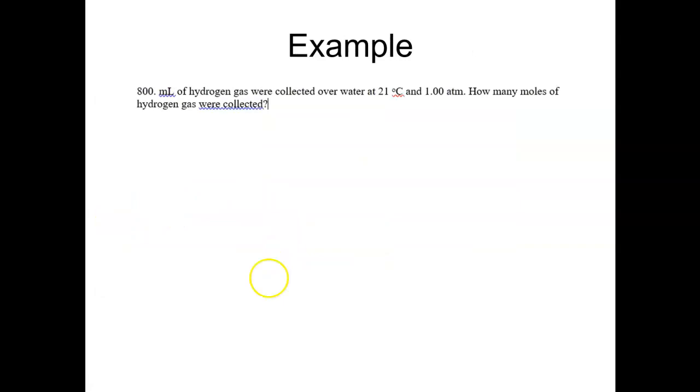Okay, here is a problem that I've written here. 800 milliliters of hydrogen gas were collected over water at 21 degrees Celsius and 1 atmosphere. How many moles of hydrogen gas did I collect? Okay, well, if I was not accounting for the vapor pressure of water, if I was just assuming that all of the gas in that sample in a graduated cylinder was hydrogen, I would simply solve the ideal gas equation for n.